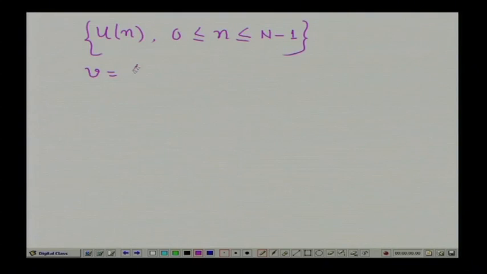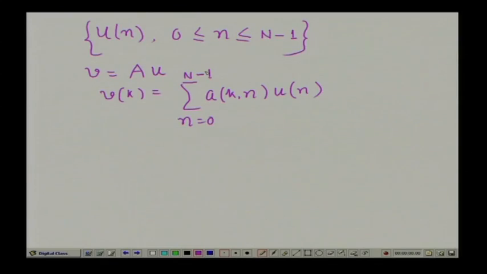The unitary transformation of this one dimensional discrete sequence is given by, say, V is equal to A times U, where A is a unitary matrix, and this can be expanded in the form V k is equal to summation of A k n u n, where n varies from 0 to capital N minus 1, assuming that we have capital N samples in the input discrete sequence.